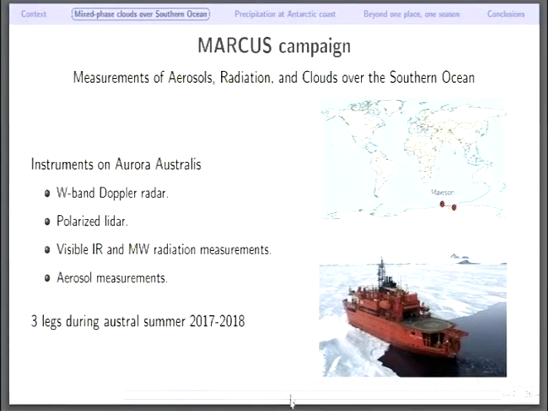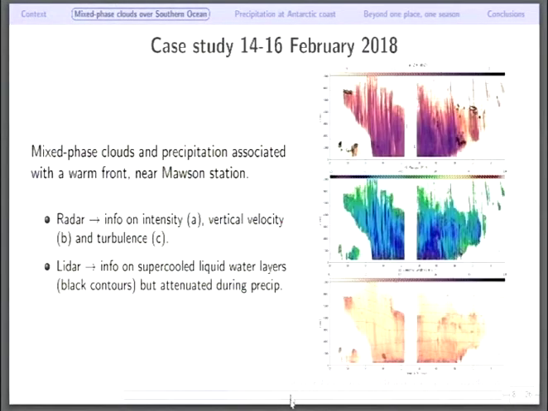We'll focus on this case study, 14 to 16 February 2018. We had mixed phase clouds and precipitation associated with a warm front. It was near the Mawson station on the coast. So you have the radar measurements here. Basically, this first panel is the reflectivity. The redder or more purple the color is, the more intense the precipitation or the more cloud particles we have. That gives you an idea about the vertical extension and the time evolution. Sorry, I forgot to mention, this is the height in the y-axis and the time in the x-axis.